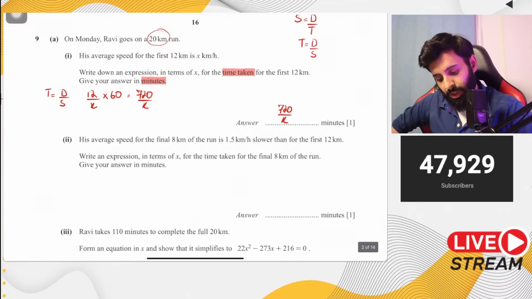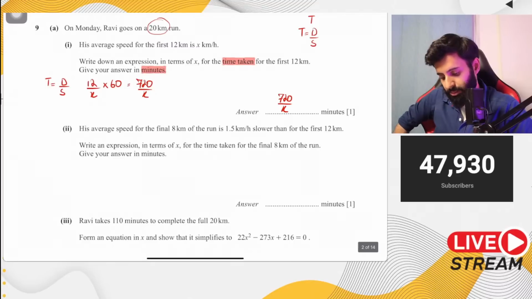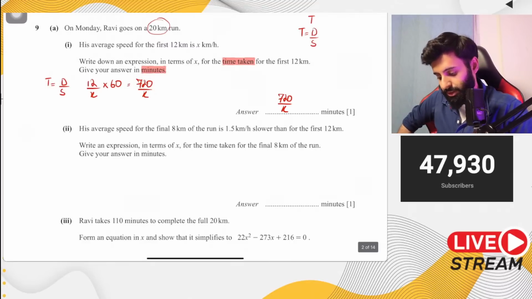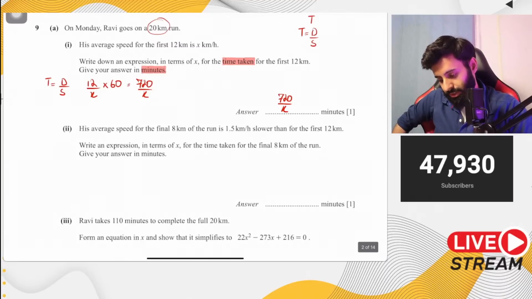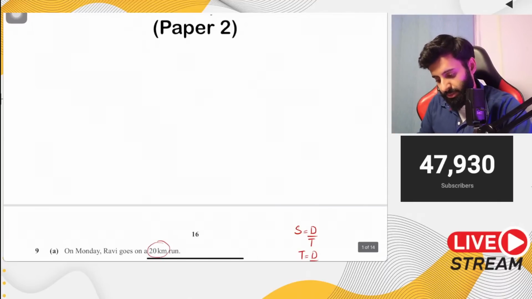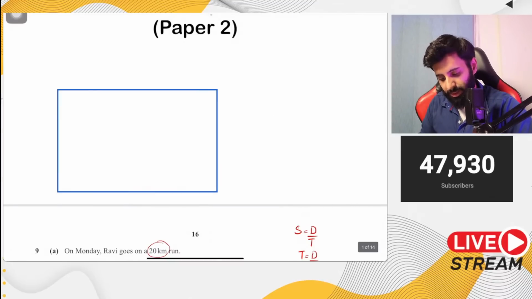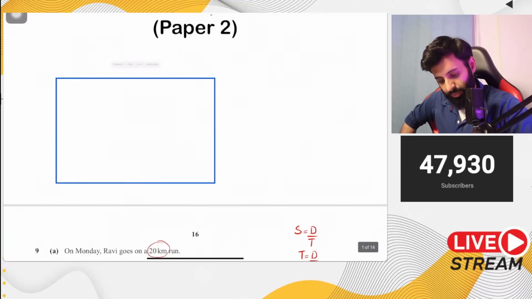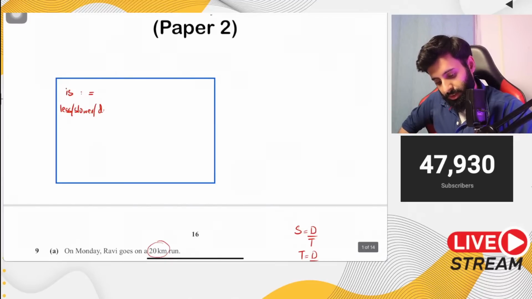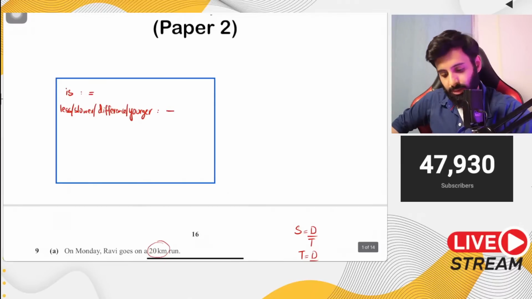Let's do part 2 now. Part 2 says his average speed for the final 8 kilometers is 1.5 kilometers per hour slower than for the first 12 kilometers. Now, just remember a couple of terms and remember what they translate into. Honestly, through that you can solve pretty much all word problem questions. So remember that the word is usually translates into equals to. The words less, slower, difference, younger when you're dealing with age problems, all these words translate into minus.